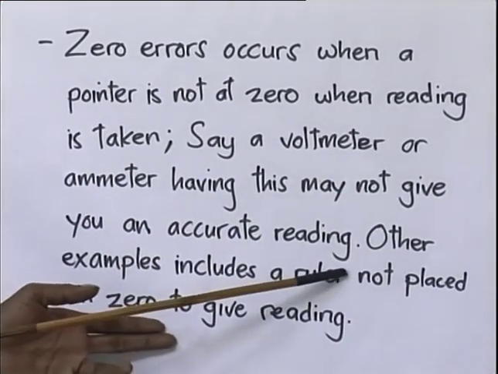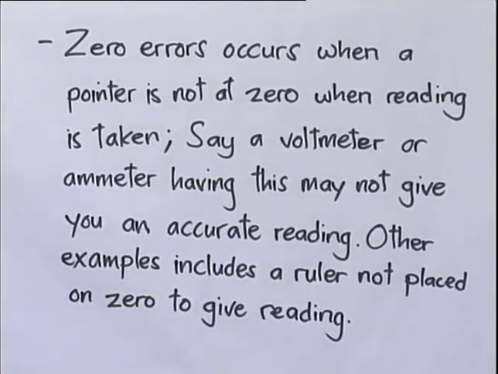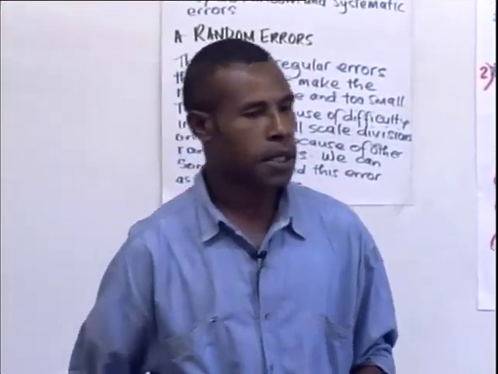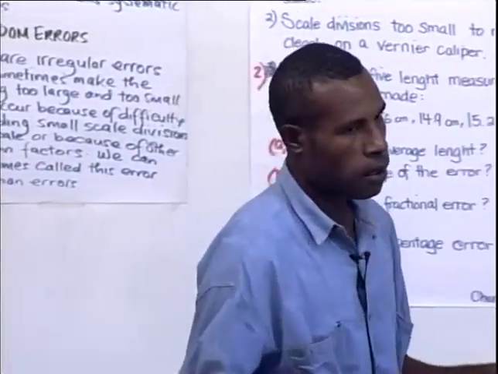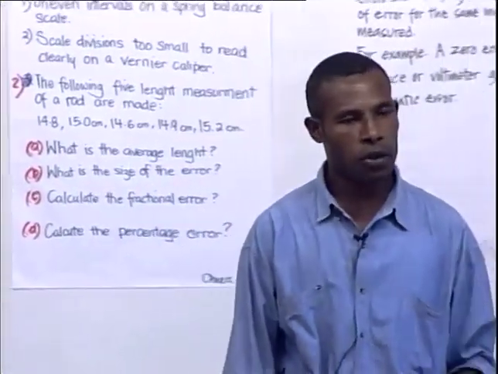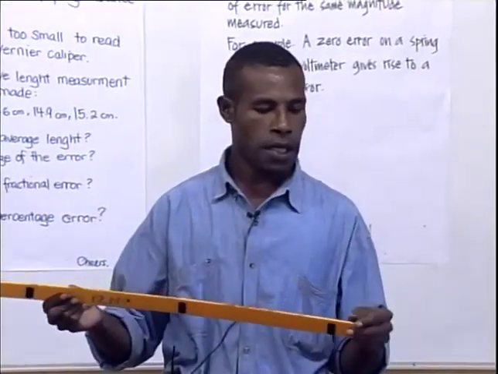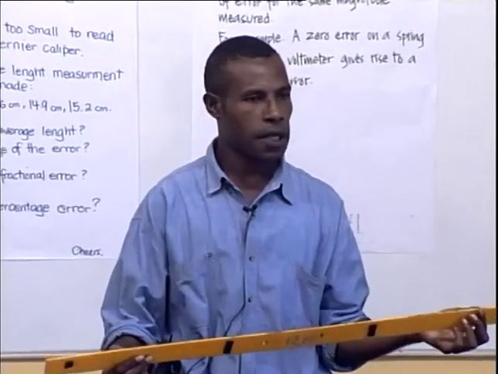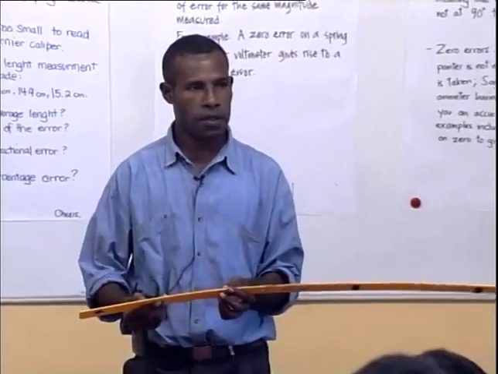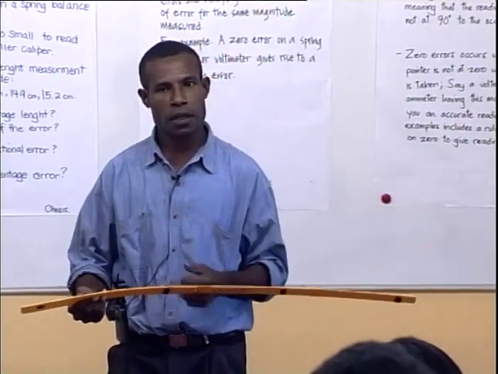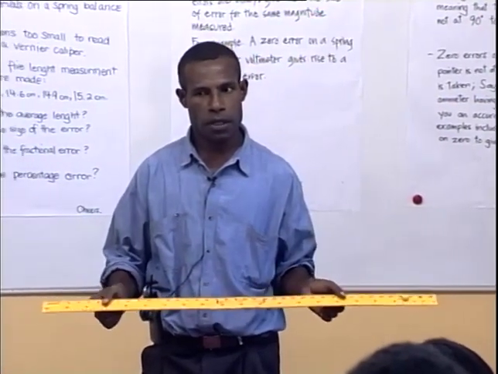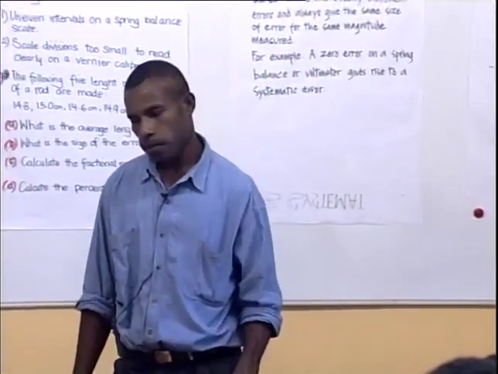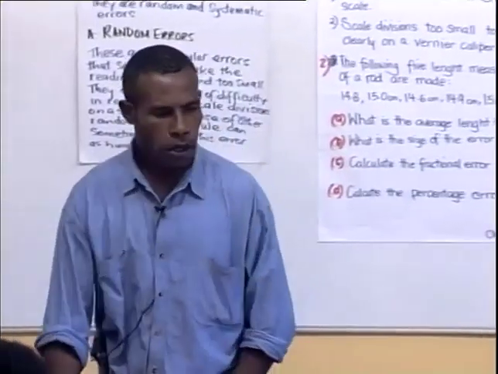Examples include a ruler. For example, if you are trying to measure the length of, let's say, the top of the desk, and you start at 1, that means 1 will also be included in the measurement that you take. Let's say this is 0 up here, and you decide to take the reading starting from 10. It will give you the same size or magnitude of error, because it is not on 0 when you started taking the reading.